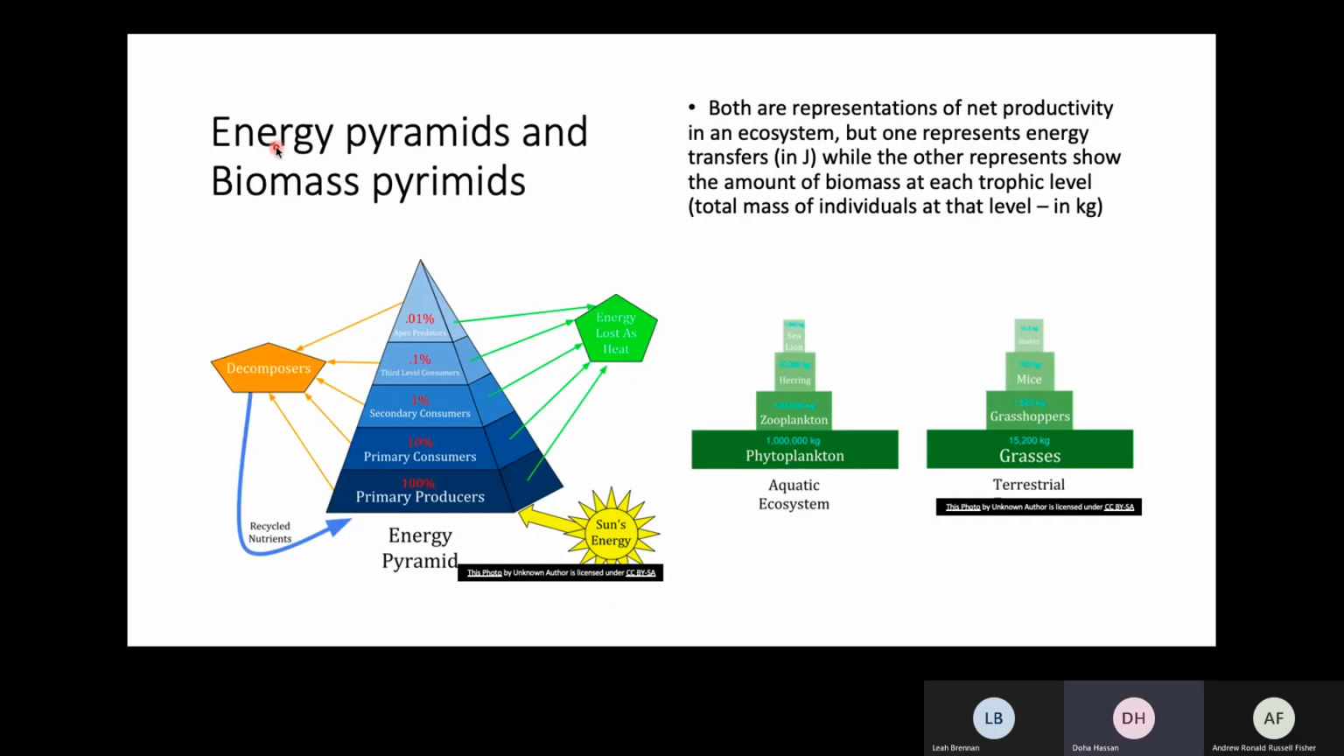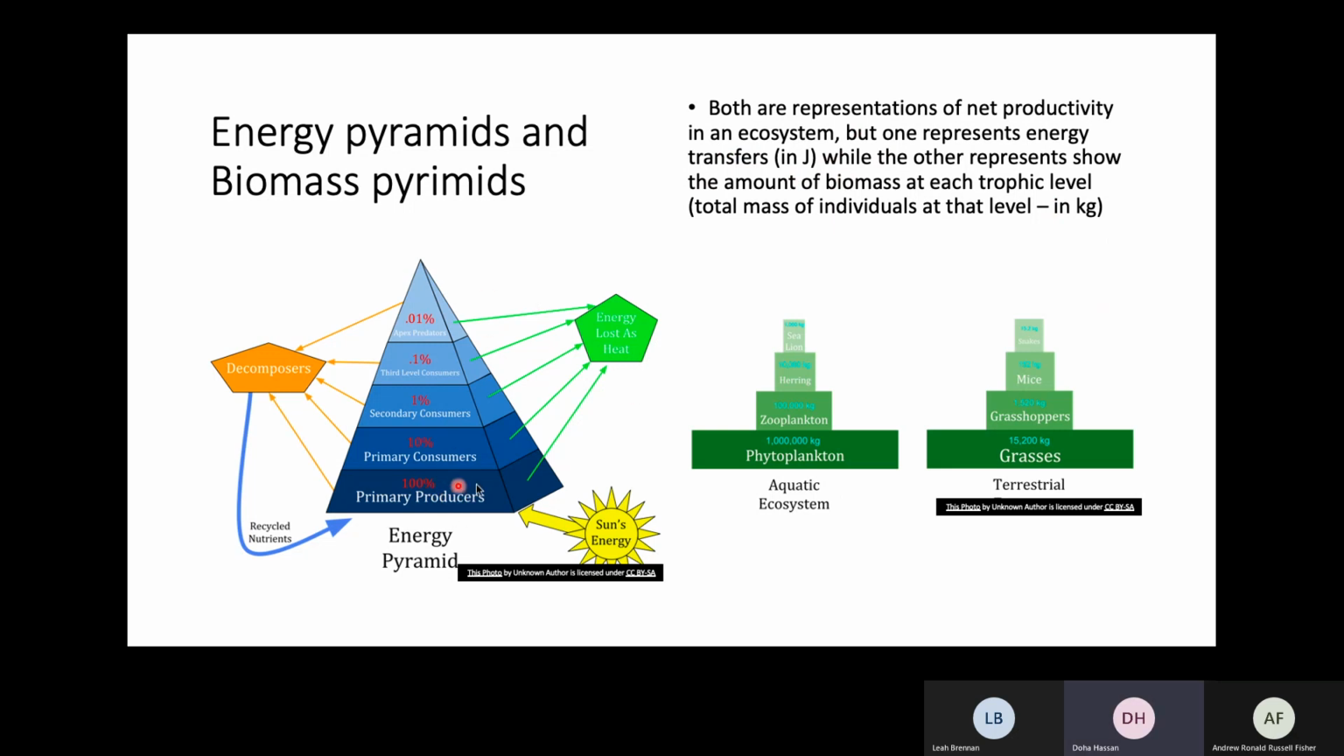So let's talk about the difference between energy pyramids and biomass pyramids. Both of these are representations of net productivity in an ecosystem, but one of them represents energy transfers, in the form of joules, that's the unit, and the other one represents biomass at each trophic level, and that is in kilograms, because biomass is the total mass of the individuals at each trophic level. Whereas an energy pyramid would obviously measure energy, so that would be in joules.